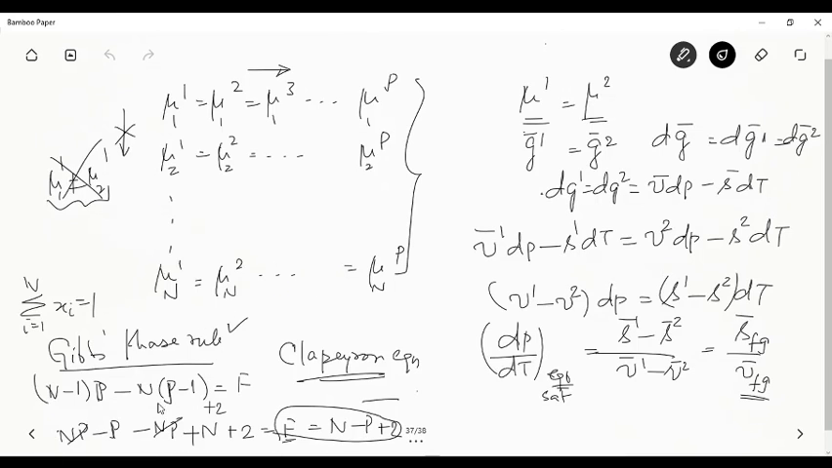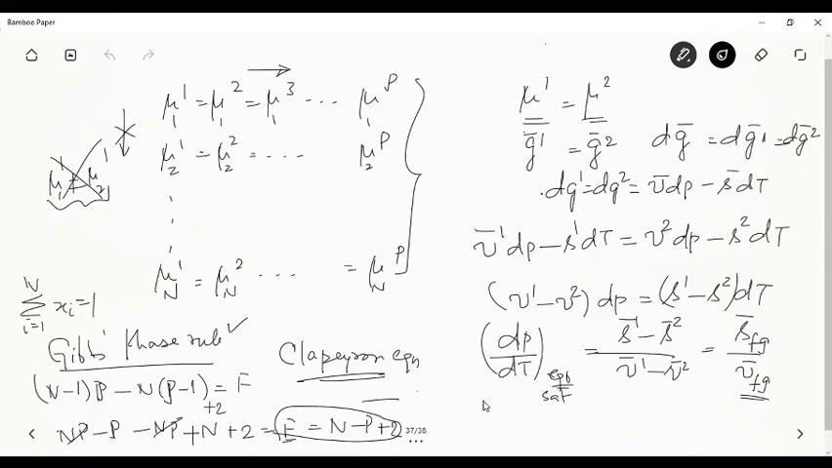If I do that, the np gets cancelled. I'll get n minus p plus 2 as the number of variables that need to be specified in order to determine the system state completely. That 2 is added because of temperature and pressure. This is called the Gibbs phase rule, which we will be using today.